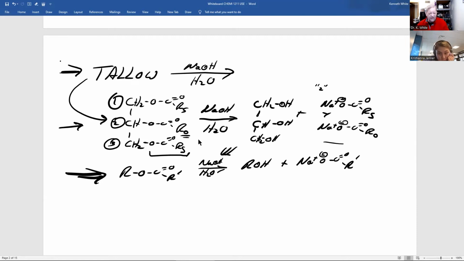So in this reaction here, you get 3 different products. Remember, we're not balancing the equation. You get glycerin, sodium stearate, sodium oleate. And that's how you do it. And this is base or saponification of an ester.